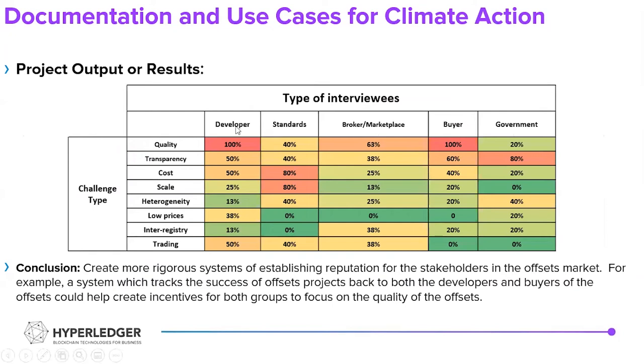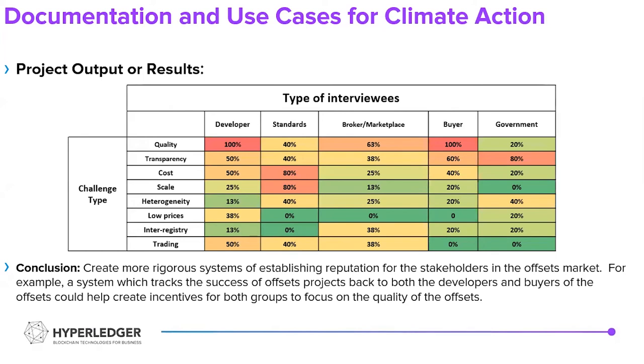For instance, for the developers, 100% of them said that quality was an issue. For standards, 80% said that cost and scale are the main issue to them. Here, for instance, for the brokers, 63% said that quality, again, is an issue. Buyers, 100% said that quality is an issue. Government, 80% of them said that transparency is the main challenge that they face.